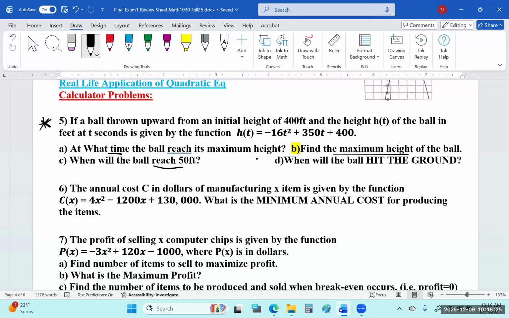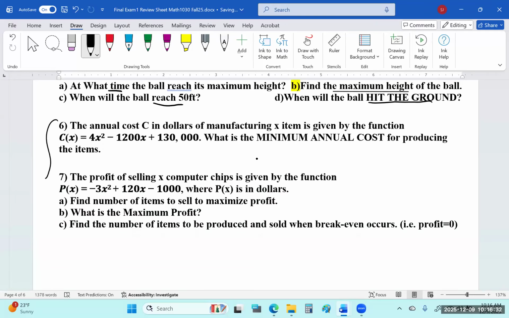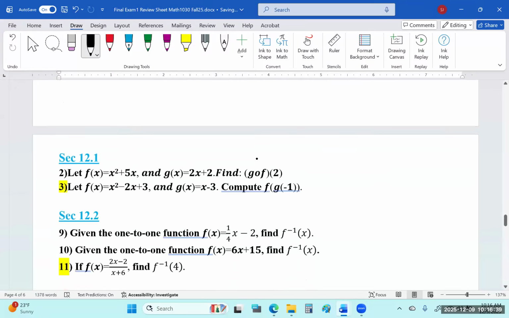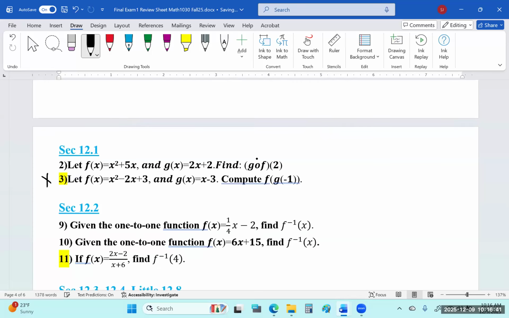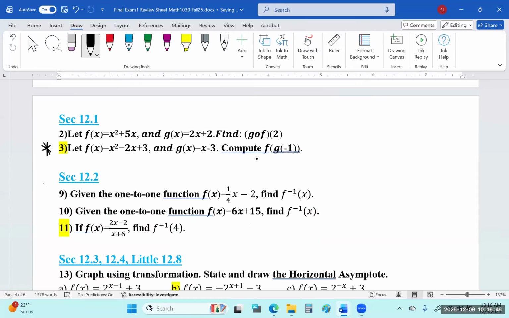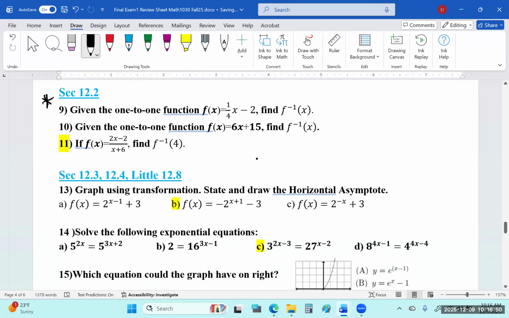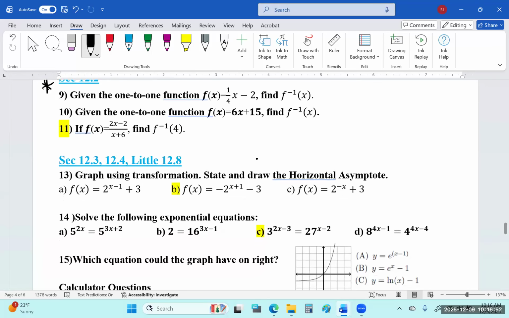So from these four scenarios, one of the scenarios always comes. These two I have to check whether I have seen them in the final exam or not. For composition, always. And then for one-to-one function, there is always one one-to-one function. And then solving exponential, always. I mean exponential and logarithm.